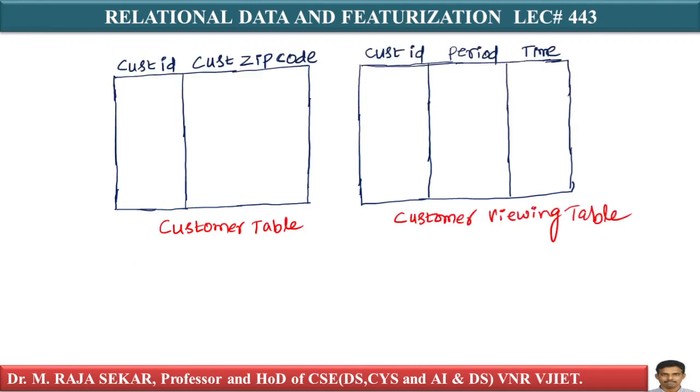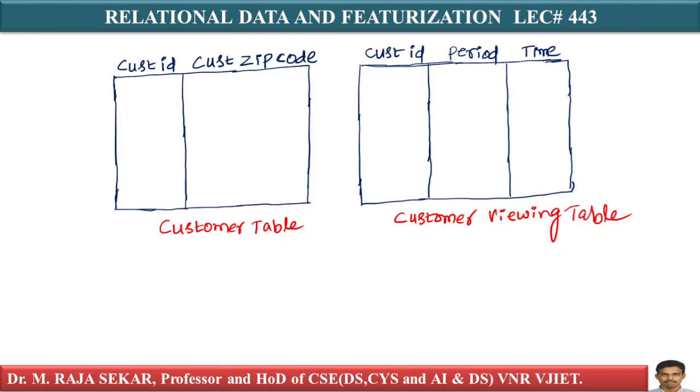In this lecture we will try to understand relational data and featurization. Sometimes you have data that is represented in relational form. Relational data, for those of you who have not studied databases, is data that is stored in various tables. So let's take an example and understand relational data and how to featurize it. Again, this is very problem specific, but I will try to explain this concept with an example.